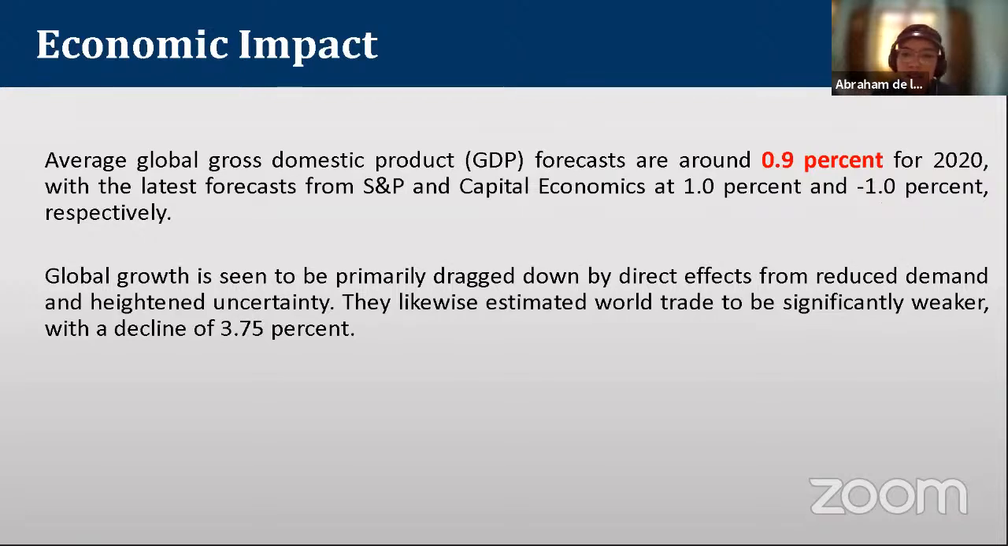Now I will be discussing the impact of the pandemic on different economic sectors. The average GDP forecasts are around 0.9% for 2020. So maganda ba itong 0.9% na ito? Ang sagot ay hindi. Because according to economists, the ideal GDP growth rate is between 2% to 3%. Growth needs to be at 3% to maintain a natural rate of unemployment.